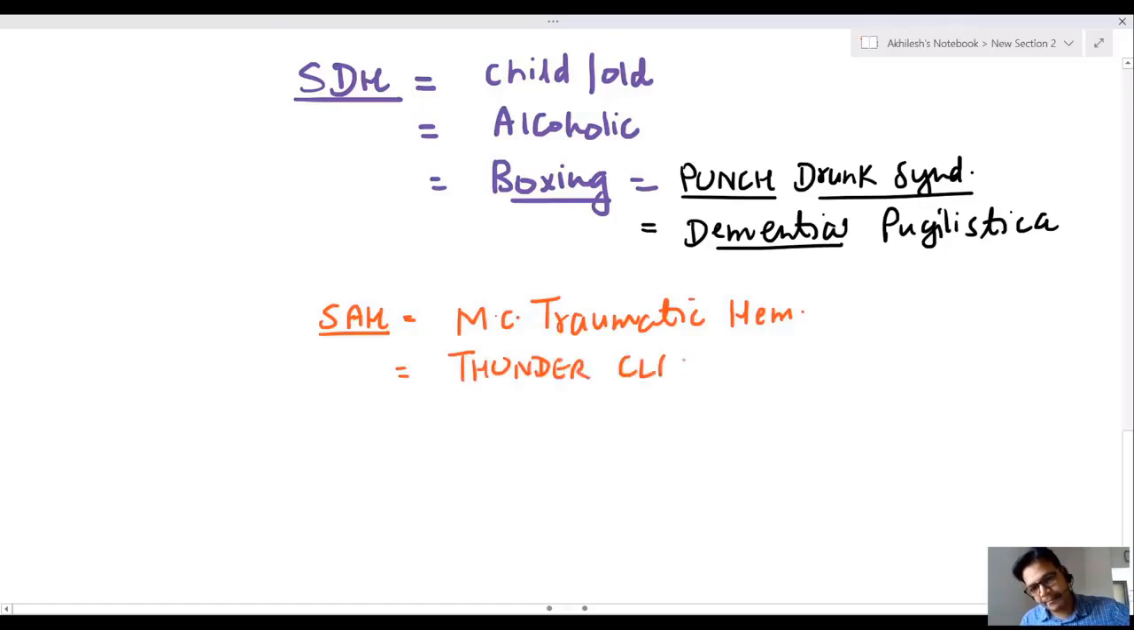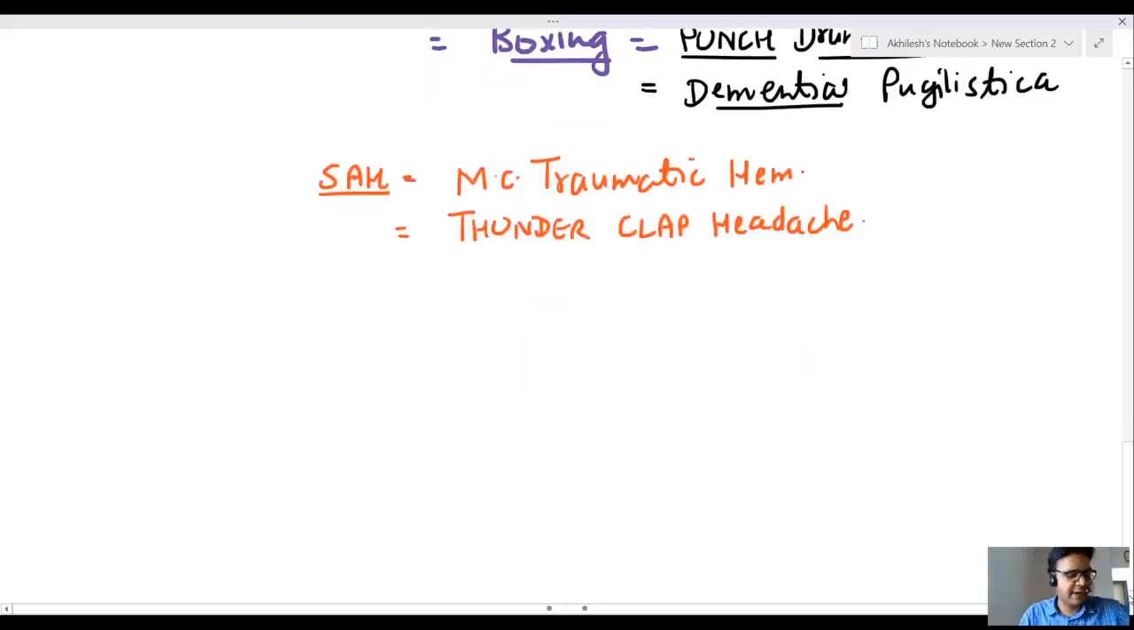Thunderclap headache is a very important first finding of subarachnoid hemorrhage. Now I am coming to ICH, intracerebral hemorrhage. Sir, it is the most common non-traumatic hemorrhage.